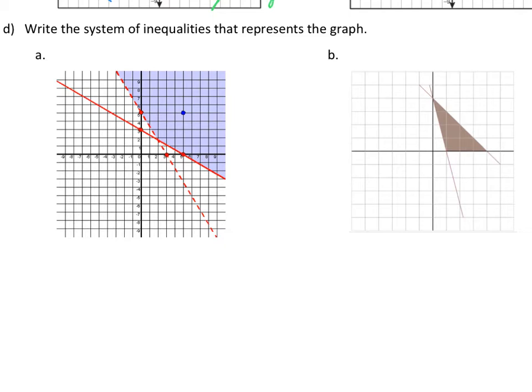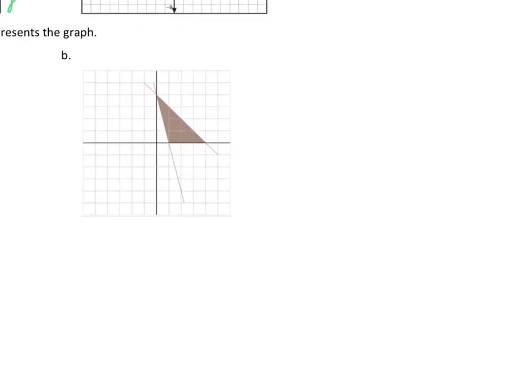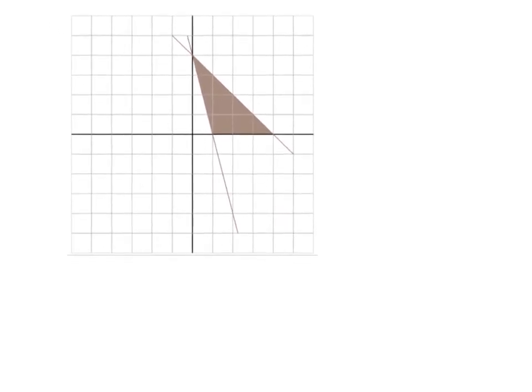This blue point here is just saying there's a solution there, so we don't even need to really worry about that. We would label that instead as a big S. Okay, notice we have a dotted and a solid line, so take that into account. We're going to go over and do letter B. So that one is definitely more difficult.